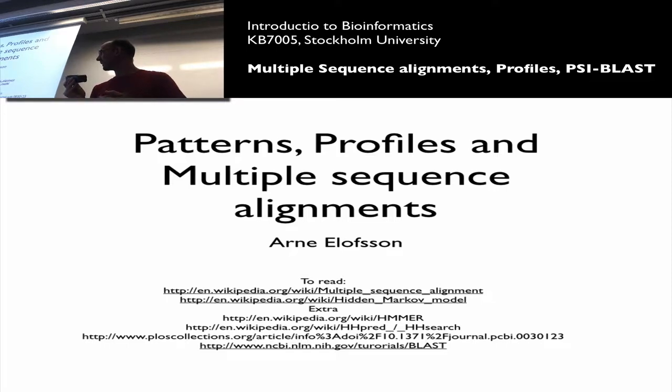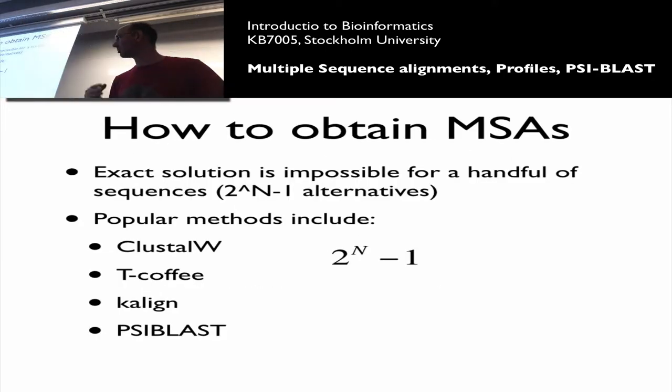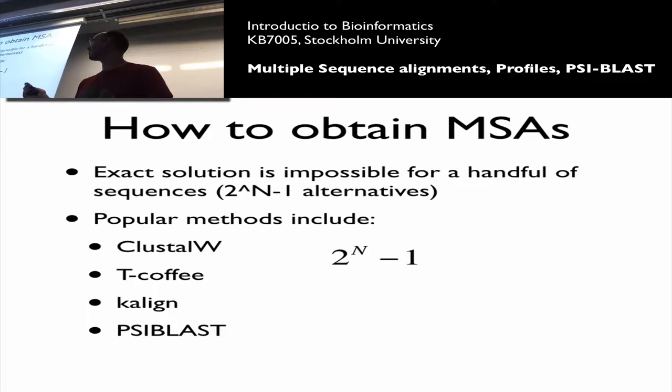Unfortunately, obtaining a multiple sequence alignment is non-trivial. Actually, it's proven to be NP-hard, which means it is basically computationally impossible if you have more than 3 or 4 or 5 sequences. Because you have basically 2 to the power n minus 1 alternatives of alignments. Even for small n, it gets very, very big. For 10 it's 1,000 alternatives, but for 20, it's a million. So it gets very complicated. Finding the optimal alignment takes a very long time, so you always end up using some heuristic methods.